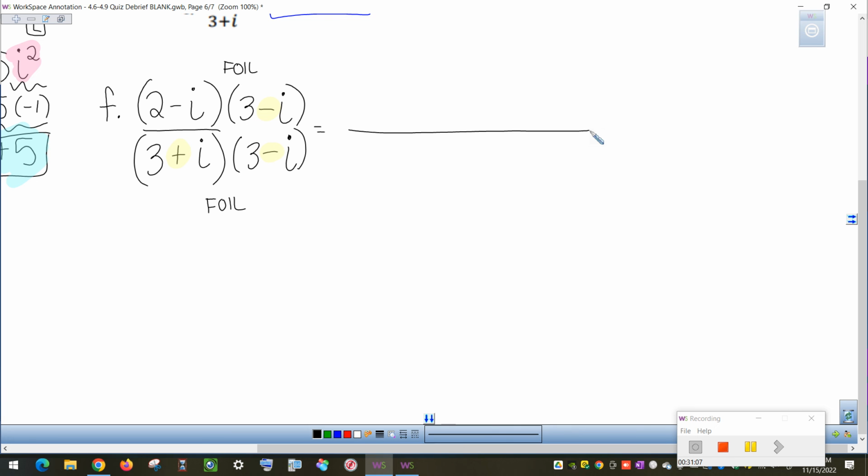I'm going to do 2 times 3, which is 6. 2 times negative i. Negative i times 3. The last one we always need to be real careful with. Negative i times negative i. So first, we can think about doing the numbers in front. Negative 1 times negative 1, that's positive 1, so I'm going to put a plus sign. i times i is i squared.